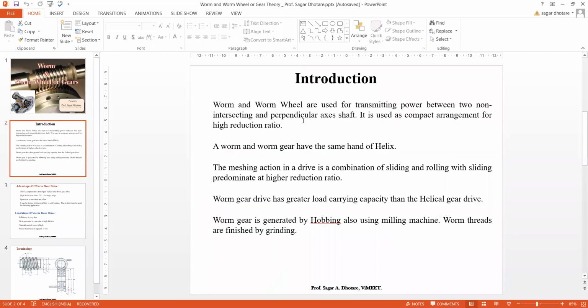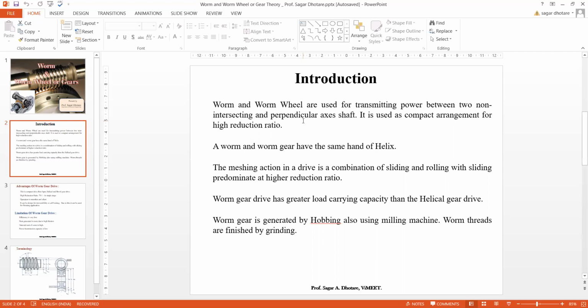So we know that the worm and worm gear drive are used to transmit power between two non-intersecting and perpendicular axis shafts. The worm gear drive is used as a compact arrangement for high reduction ratio conditions. Normally, the worm is generally made of a cylindrical shape, and it is normally the driving member. The shape is like a screw, where the grooves are made of trapezoidal or acme thread.